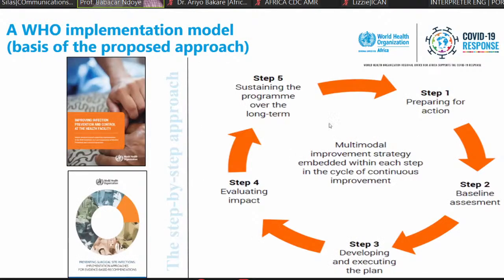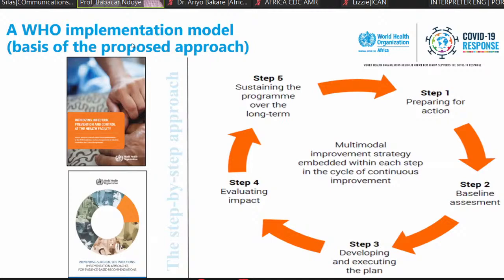Here you have the WHO implementation model with 5 steps. We are going to review all the different steps. To quote the different steps, we have step 1. Step 1 is the phase dedicated to the preparation of the action.